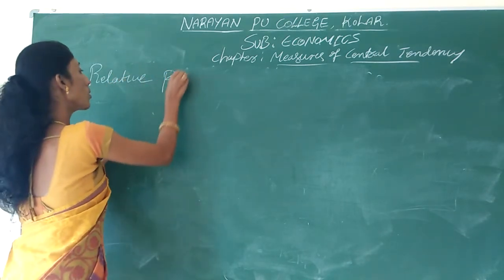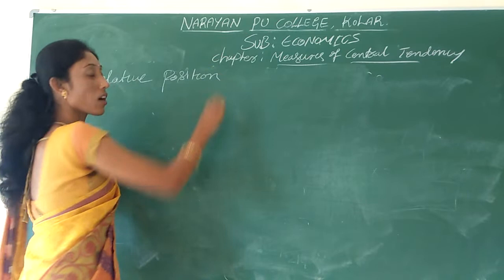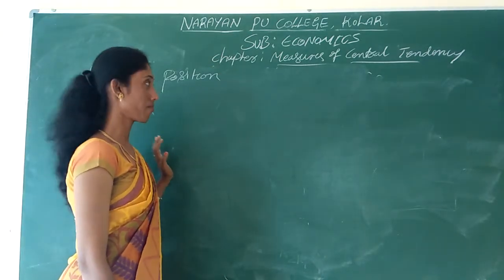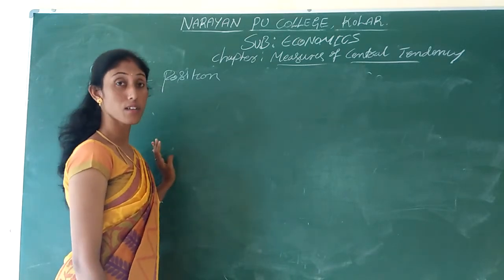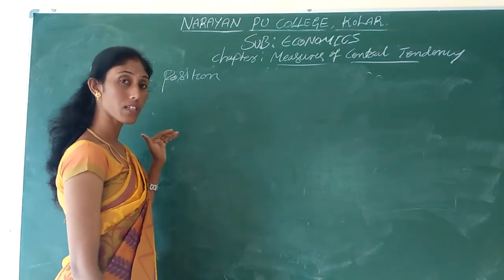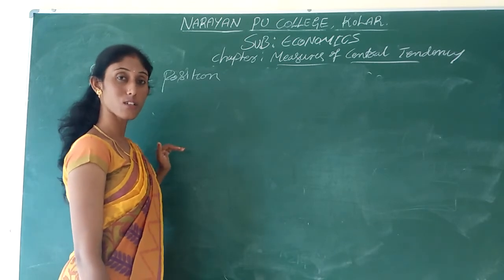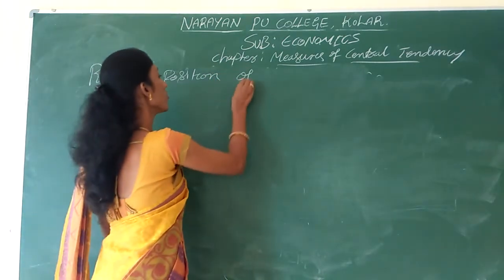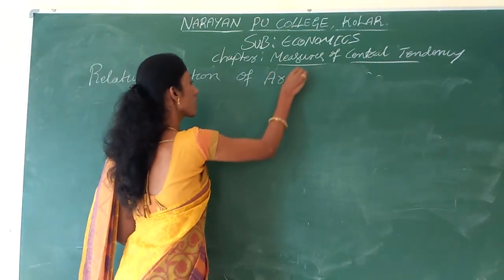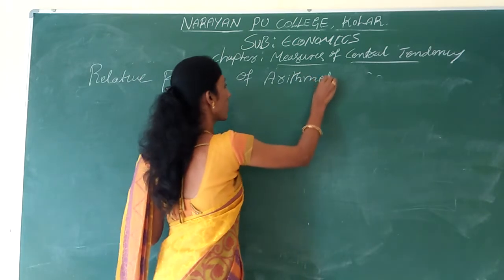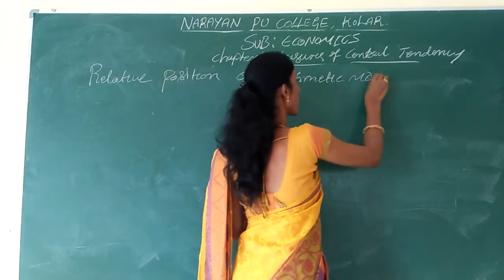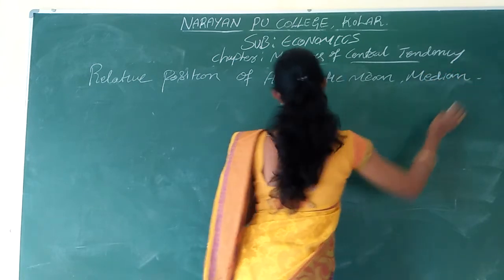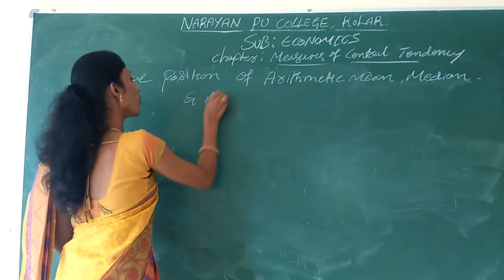Relative position, because all these three are measures of average, measures of central tendency, right? Then what will be the relationship between these three statistical tools that we are going to discuss now? Relative position of arithmetic mean, median, and mode.